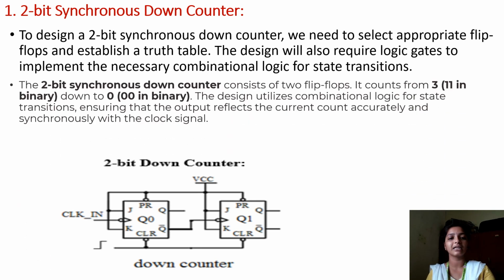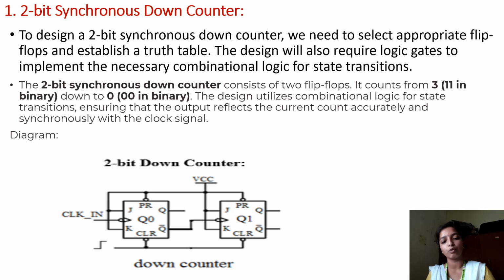To design a 2-bit synchronous down counter, we need to select appropriate flip-flops and establish a truth table. The design will also require logic gates to implement the necessary combinational logic for state transitions. The 2-bit synchronous down counter consists of two flip-flops. It counts from 3, 11 in binary, down to 0, 00 in binary. The design utilizes combinational logic for state transitions, ensuring that the output reflects the current count accurately and synchronously with the clock signal. Here is the diagram of the 2-bit down counter.